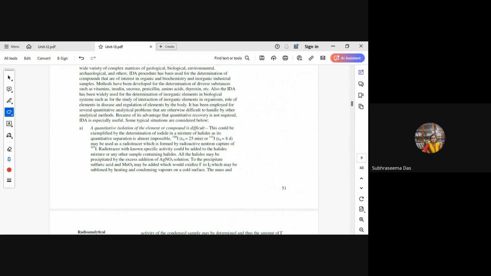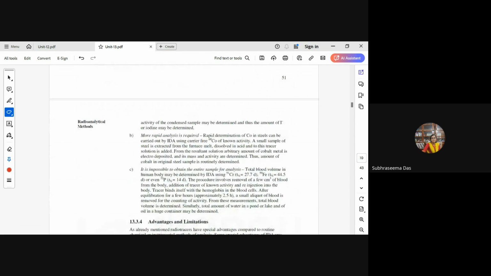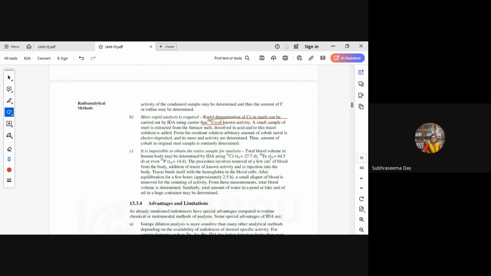IDA has been used for quantitative isolation of an element or compound which is quite difficult. For example, it has been used for the determination of iodide in a mixture of halides, as quantitative separation is almost impossible. IDA has also been used for rapid determination of cobalt in steels using the free radiotracer, free cobalt-60 of known activity. IDA has also been used to obtain the entire sample for analysis, like the amount of water or amount of blood present in a particular volume can be determined using IDA.